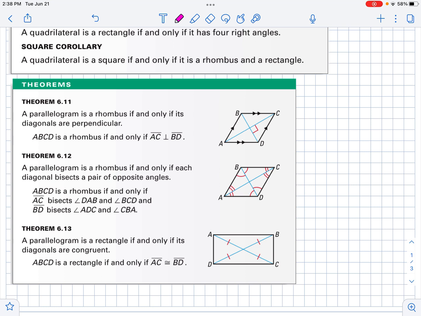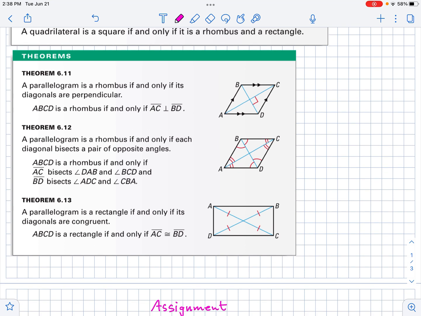Okay, now some properties that we want to look at for a rhombus. A parallelogram is a rhombus if and only if its diagonals are perpendicular. Okay, so that means when they intersect in here, you're going to get right angles. So a parallelogram, this is the thing about a rhombus. It intersects at right angles.